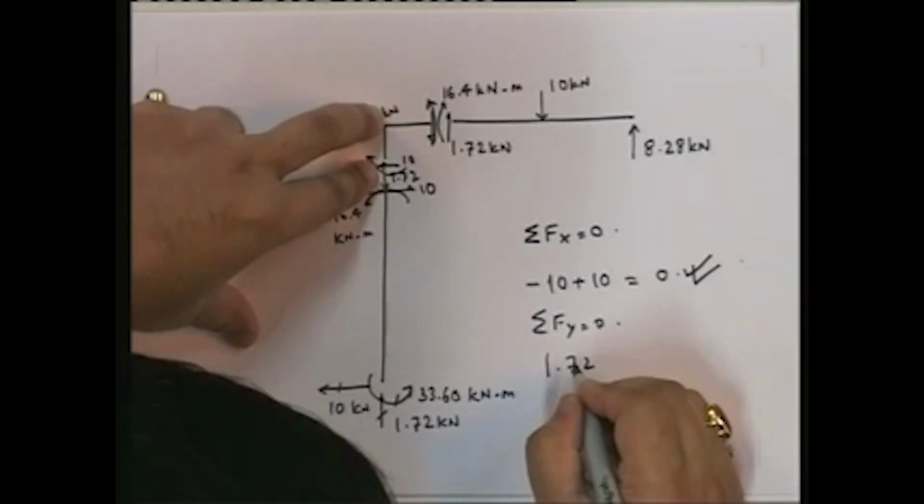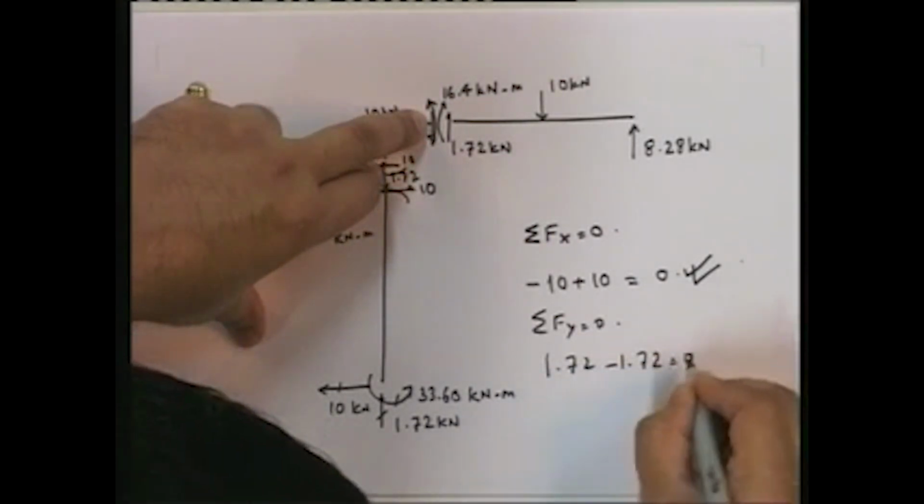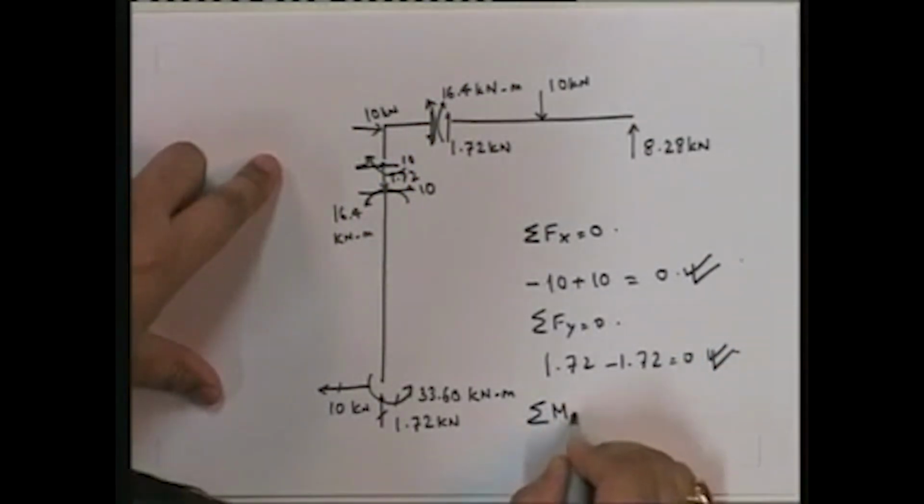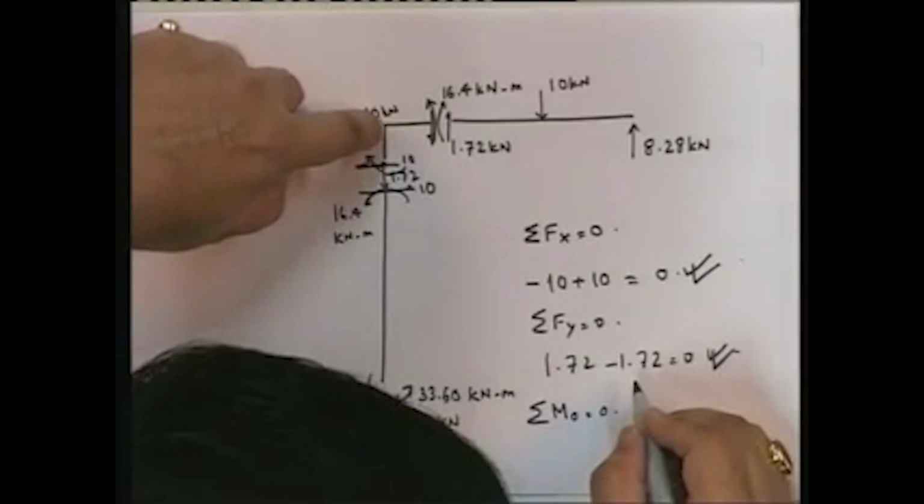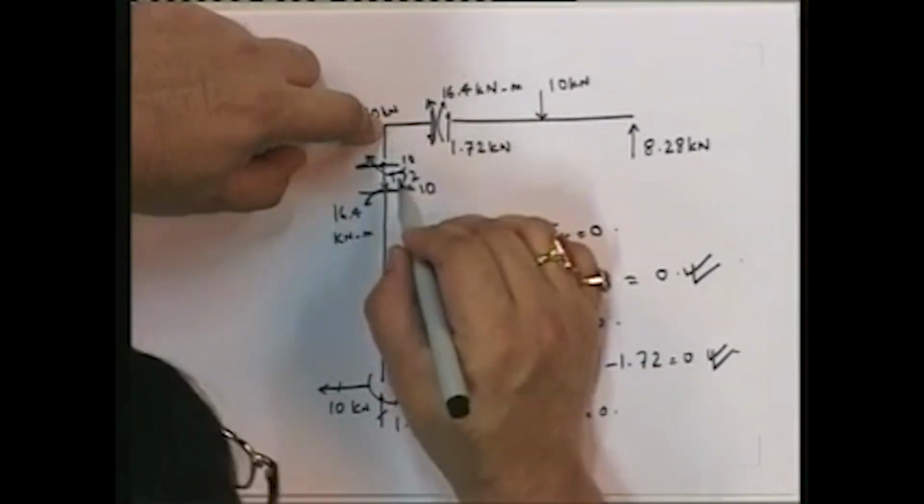There's no load over here, and over here it's downwards 1.72, so it's 0. Check. And then let me take moment equal to 0. Let me take moments about this point. Since these distances are 0, these do not give rise to any moments.